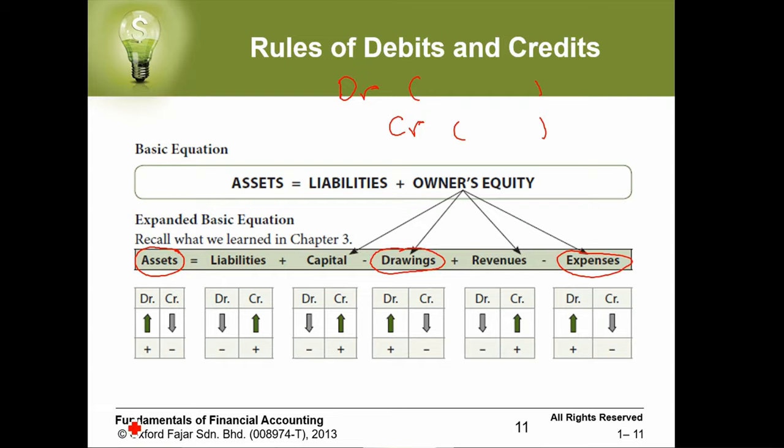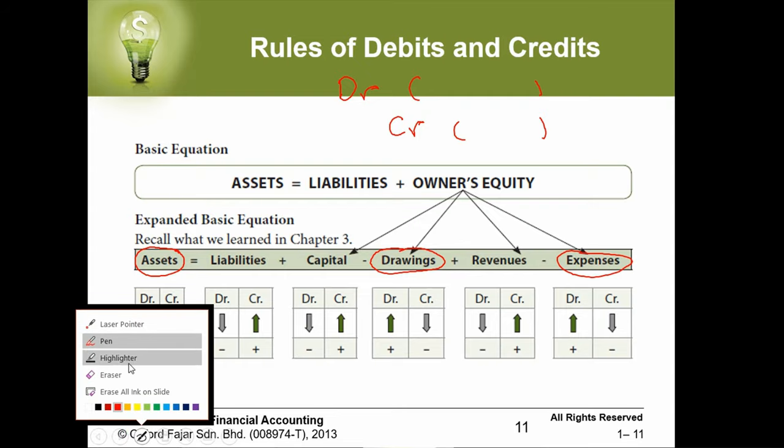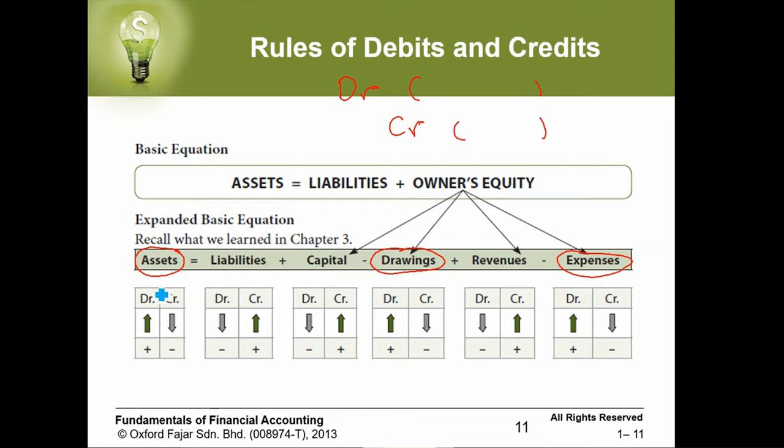So when we are asking whether it's debit or credit, we need to come back to this slide, which shows us each category, how it goes, whether debit or credit, when it increases or decreases. You remember I said assets, drawings, and expenses behave the same. When they increase, they go to the debit. When they decrease, they go to the credit. Liabilities, capital, and revenue, those three behave the same. When they decrease, they go to the debit. When they increase, they go to the credit.